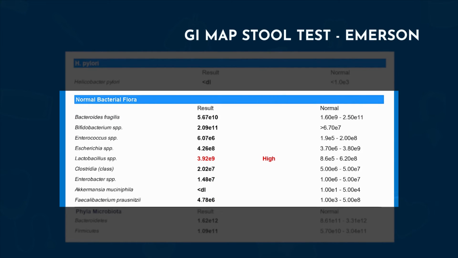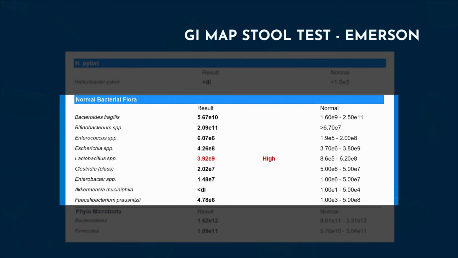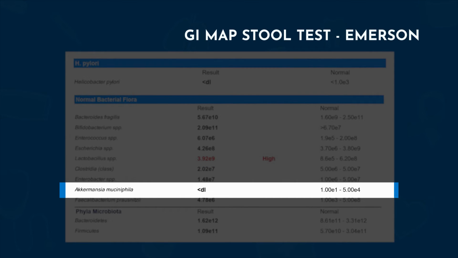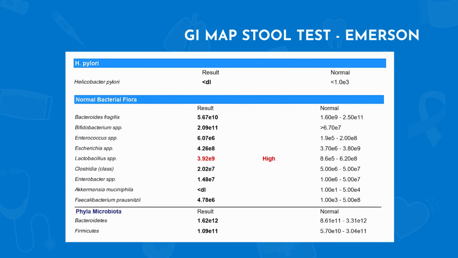When we look at the overall bacteria in their gut, it's pretty good, pretty healthy levels, except we do see this Akkermansia muciniphila is not found. In some of my other videos, I discuss Akkermansia muciniphila. It is a commensal bacteria that helps with that gut mucosal barrier, and it's a keystone species.